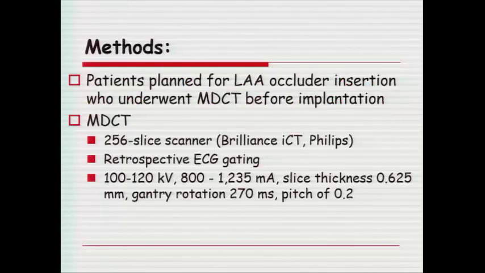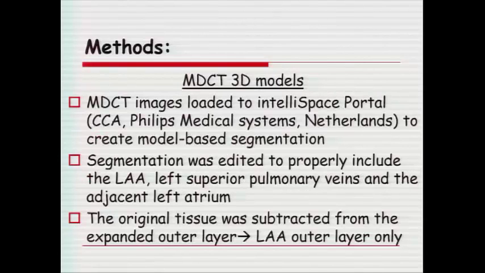We included patients planned for LAA occluder insertion who underwent MDCT prior to the implantation. We used a 256 slice scanner by Philips with retrospective gating, and you can see here the scan parameters. CT images were loaded onto IntelliSpace Portal to create a model-based segmentation, and the segmentation was edited to properly include the left atrial appendage, the left superior pulmonary vein, and the adjacent left atrium. And the original tissue was subtracted from the expanded outer layer in order to create a left atrial appendage outer layer only.